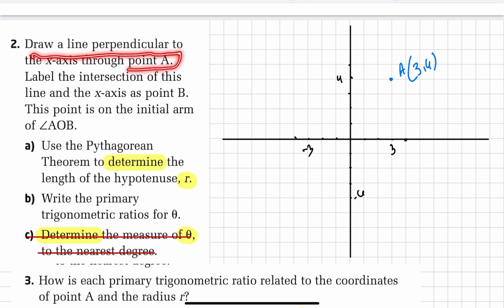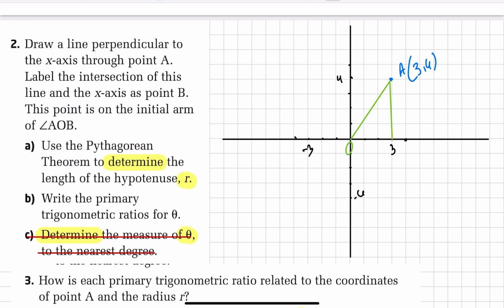The first thing they are asking us is to draw a line perpendicular to the x-axis through A. So let's first draw our angle like this. We will connect our origin, which is O, which is (0, 0), to the point A, and then we will draw a perpendicular line to the x-axis, which is this. No, this is not quite good, so let me redo it again.